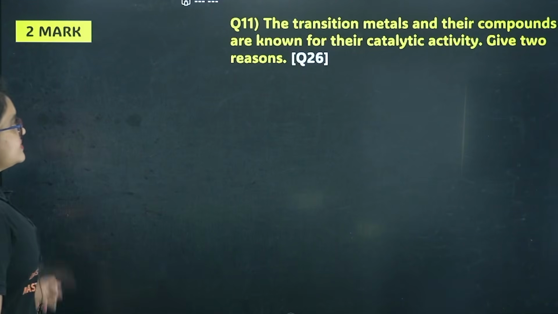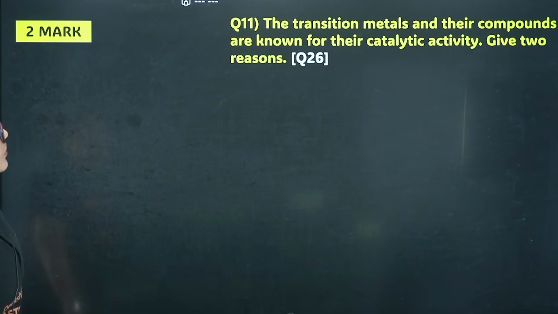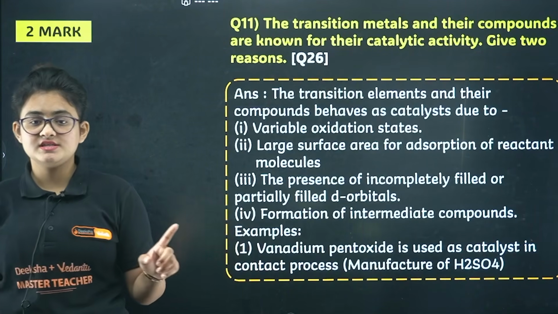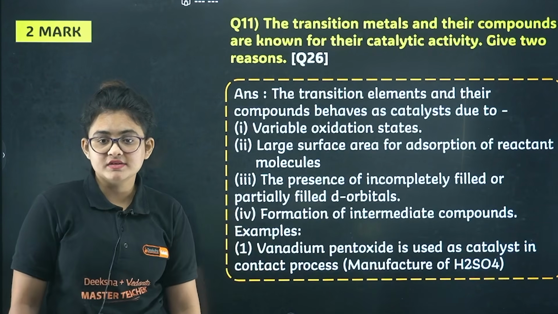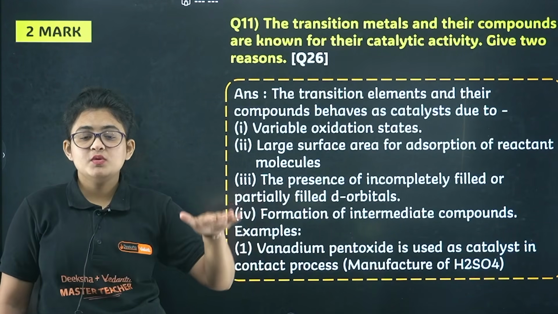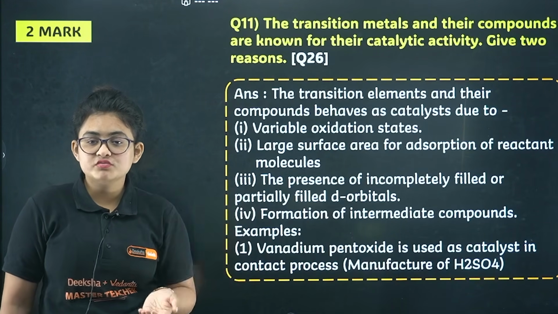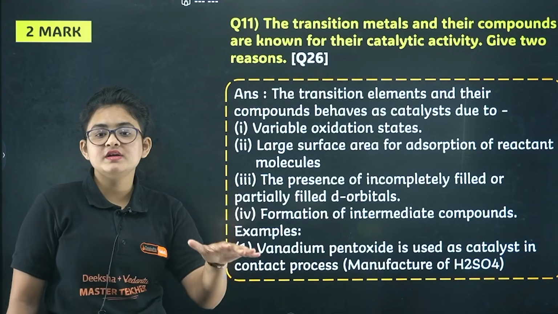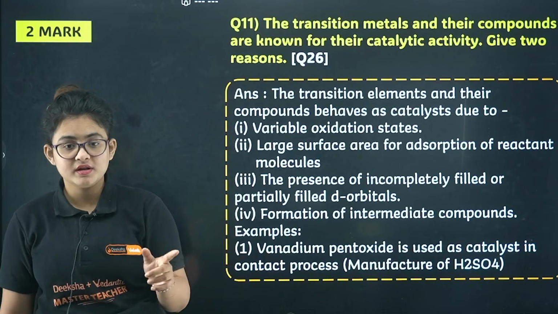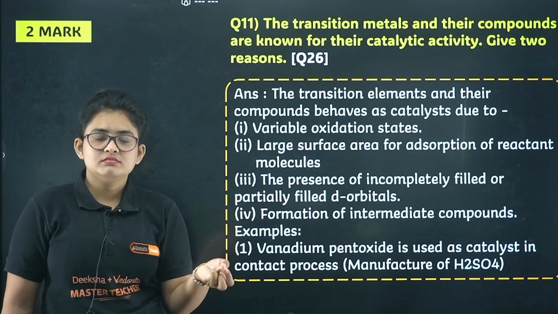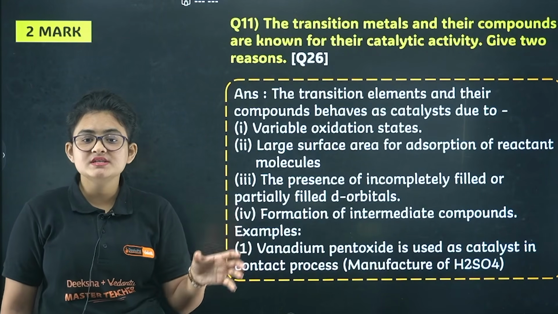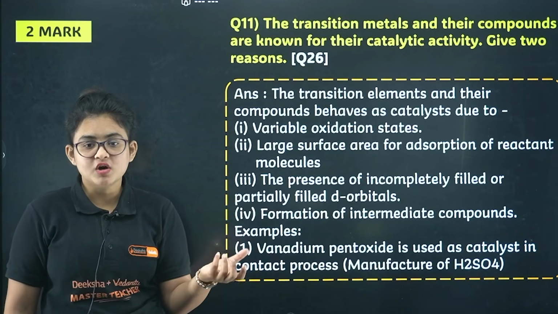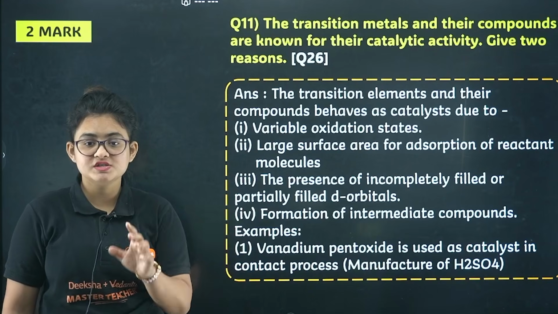Proceed. The transition metals and their compounds are known for their catalytic activity. Give two reasons. First reason is variable oxidation state; they have many oxidation states. Next, surface area: they provide a large surface area for the adsorption of the reactant molecules. Next, the presence of incompletely filled d orbitals, which is very important. Next, they can form very stable intermediate compounds, like vanadium pentoxide, which we use in the contact process for the manufacture of H2SO4, just because of that.